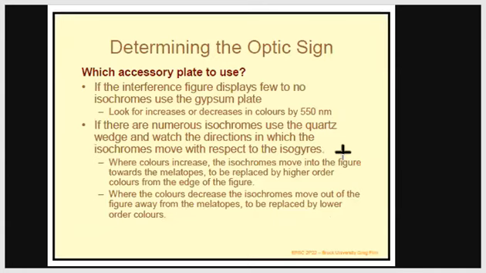Which accessory plate do you need to use? If the interference figure displays few to no isochromes, use a gypsum plate. Look for an increase or decrease in the colors by around 550 nanometers. We have even discussed this in the case of the uniaxial mineral also. If there are numerous isochromes, use a quartz wedge, then it's going to be easy for you to check which order the movement or addition happens, because with the quartz wedge you are looking mainly at the movement, and based on that you will be able to see whether it is positive or negative.